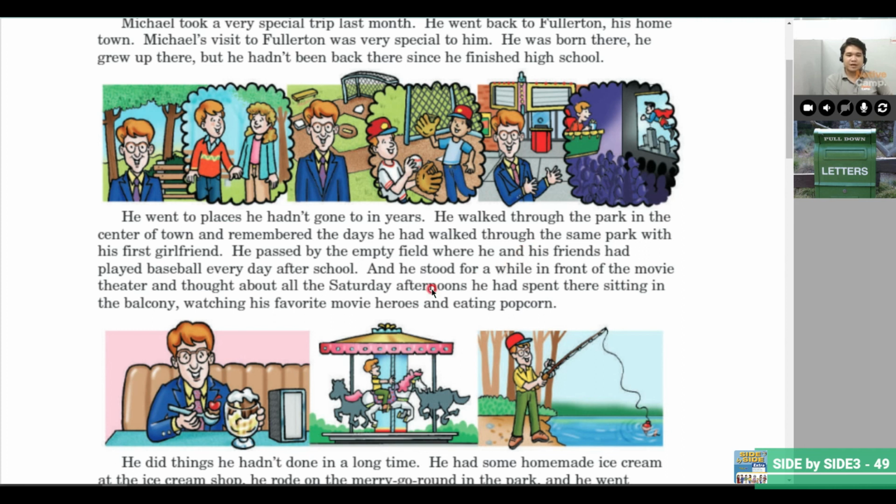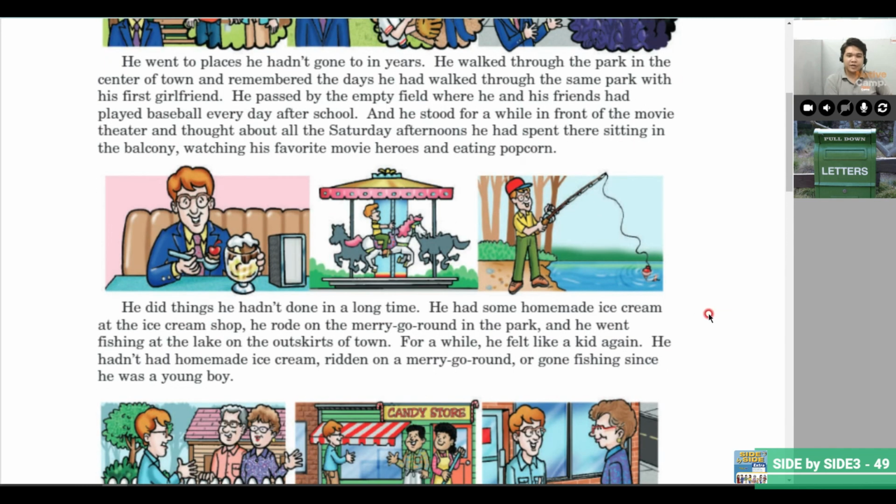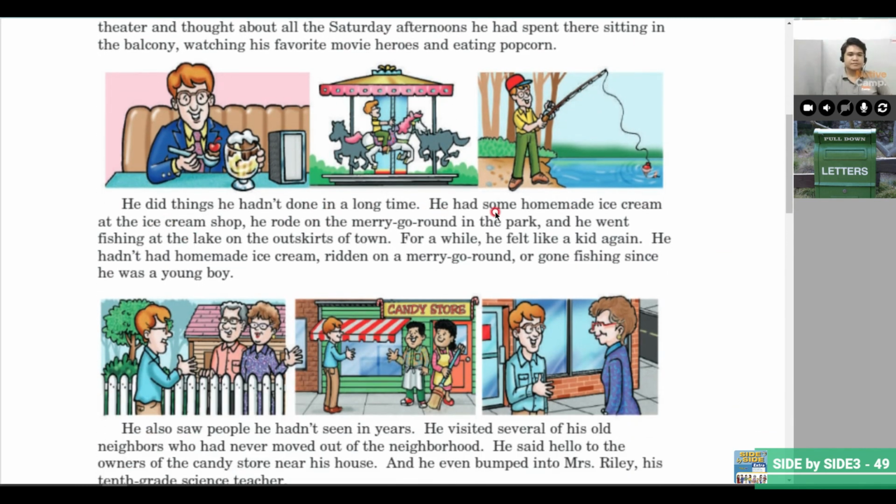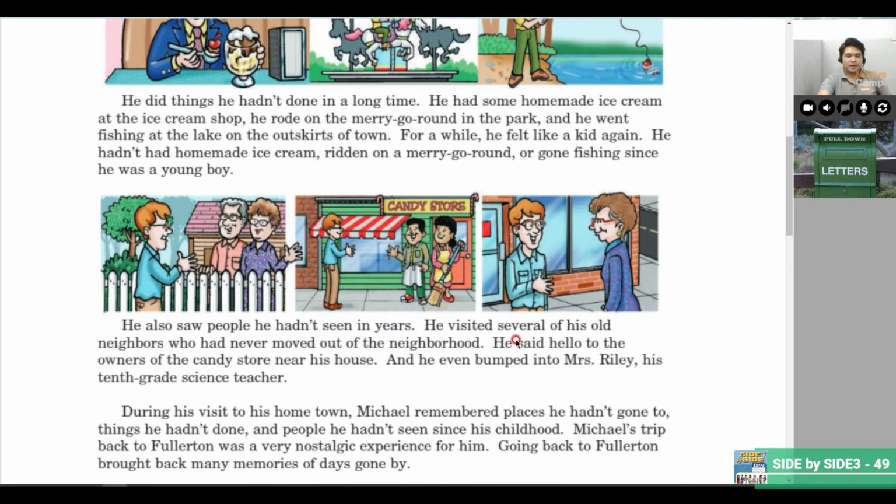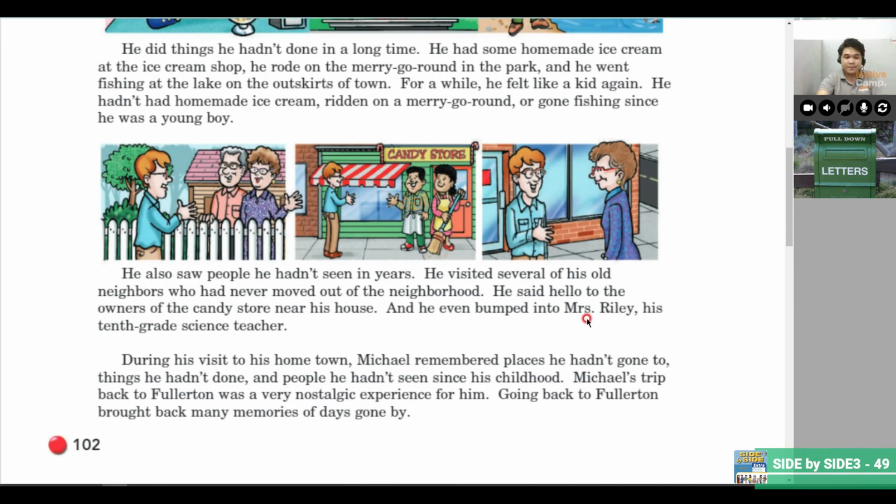And where did he go fishing? In the second paragraph? Third. Third, okay. He went fishing at the lake on the outskirts of town. Yes. And who did he bump into? Fourth paragraph. He bumped into his science teacher. What's her name? Mrs. Riley.